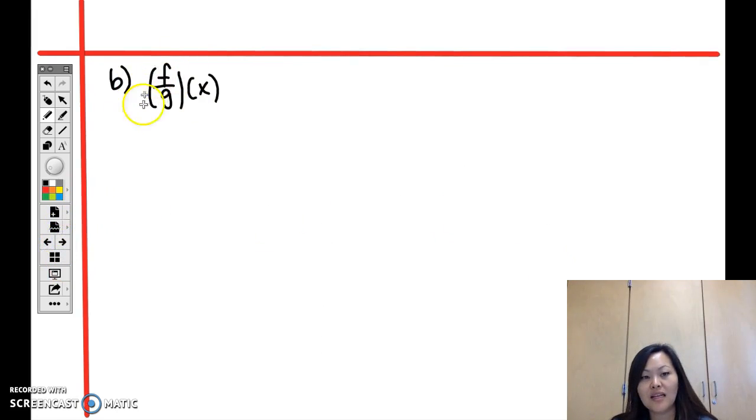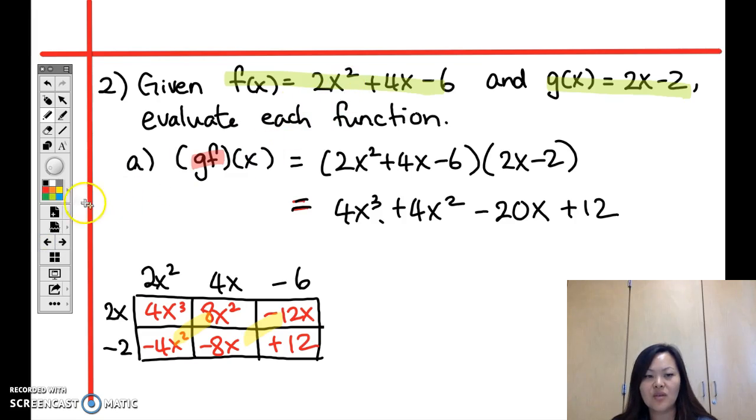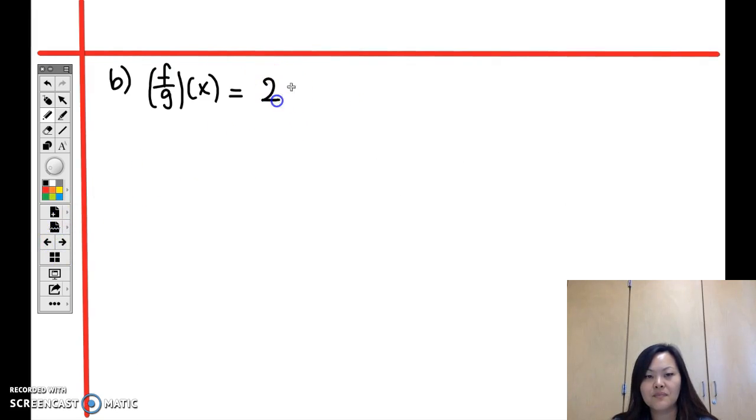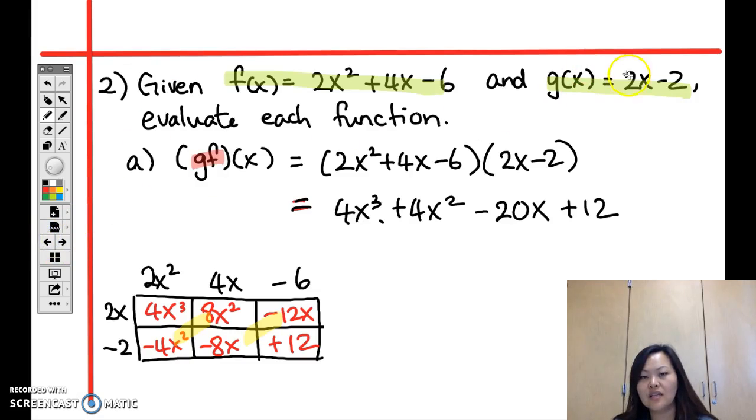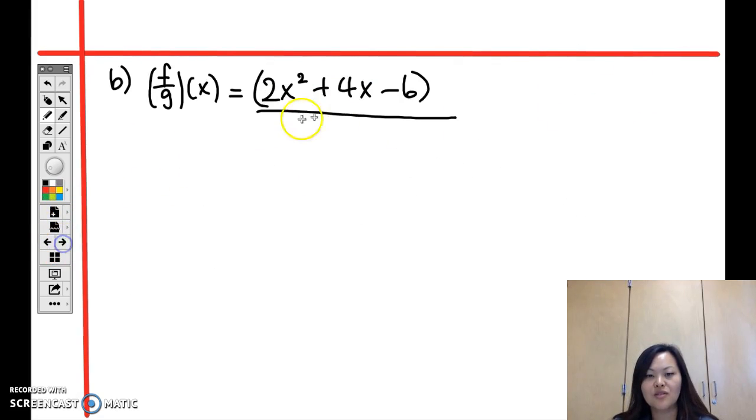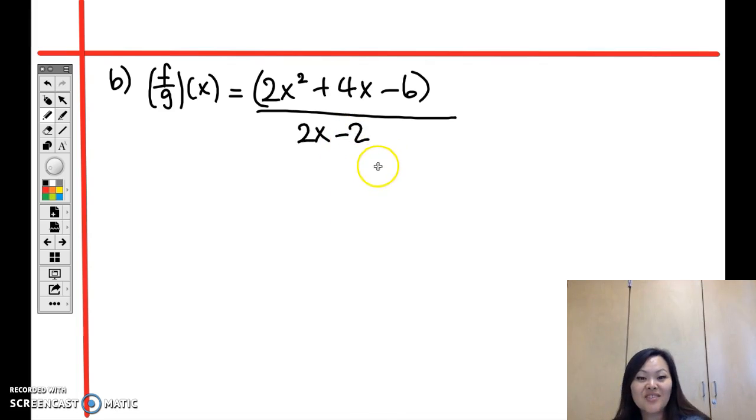So the next one is a division problem, f of x divided by g of x. So what was f of x again? 2x squared plus 4x minus 6, right? And we have to divide that by g of x, and g of x was 2x minus 2. Alright, so when we have to divide, do you guys remember how to do this? Yeah, you have to first factor it, right? Okay. So then let's see.